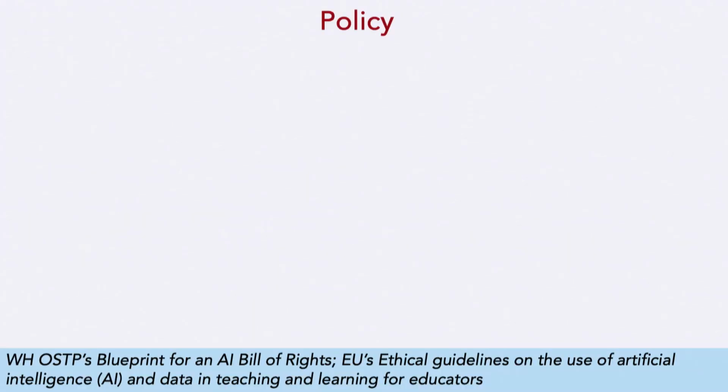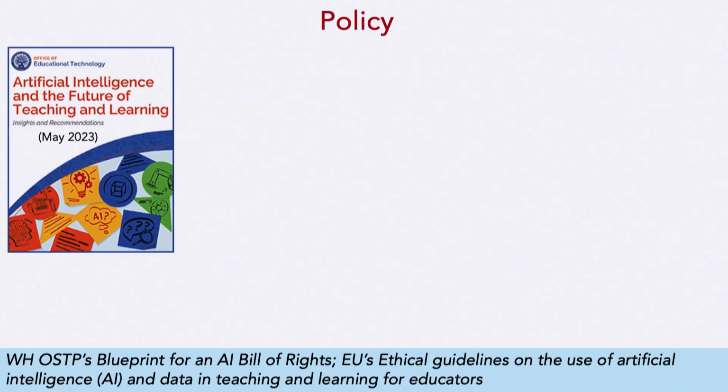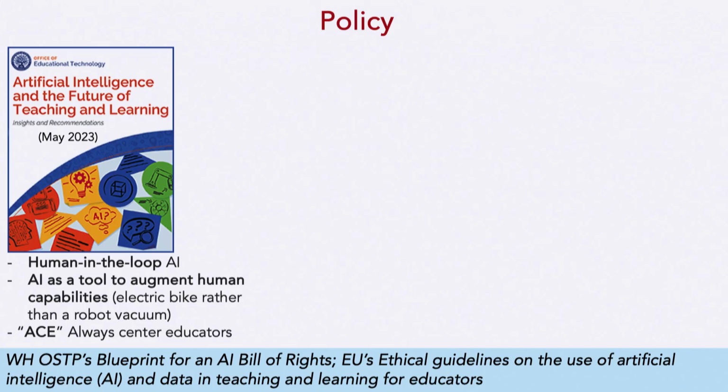Okay, so on the policy front, the Department of Education's Office of Technology Policy has used the White House blueprint of an AI Bill of Rights and the EU equivalent to produce a set of recommendations for AI teaching and learning. And the key takeaways from that are human-in-the-loop AI, AI as a tool to augment human capabilities, think electric scooter rather than robotic vacuum, and always center teachers, ACE.